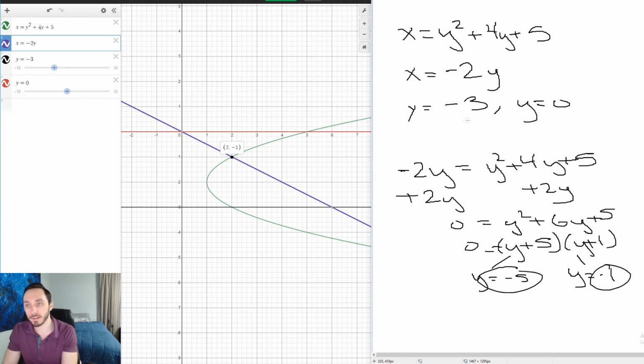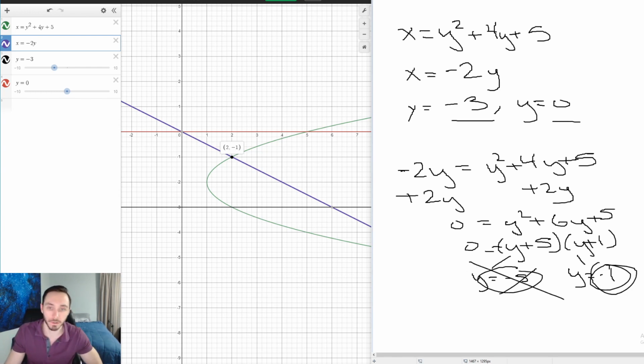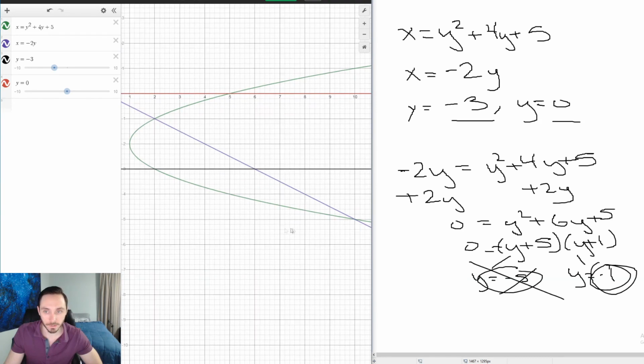I know that my bounds, since they were provided as negative 3 and 0, which of these are in between those values? Well, it's your negative 1. The negative 5 is outside of it, and I'll show you graphically. So there's 2 points of intersection. Here's that negative 5, a y value this time. And here's that negative 1, again a y value. This negative 1 is inside our bounds. This negative 5 is not, so I'm just straight up ignoring it.